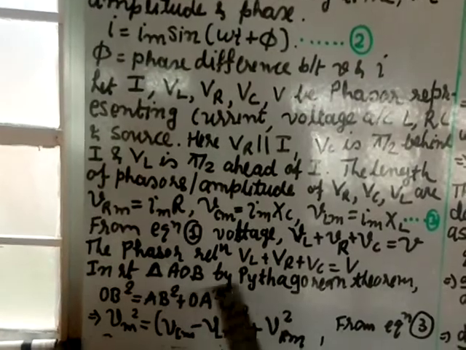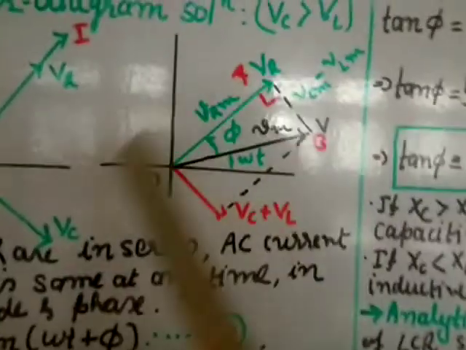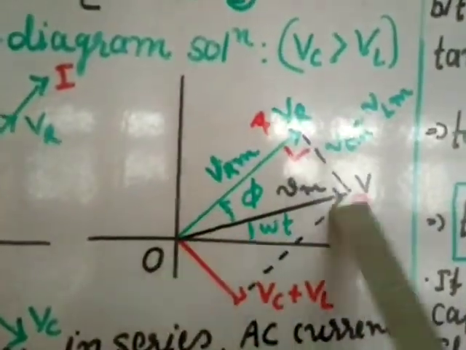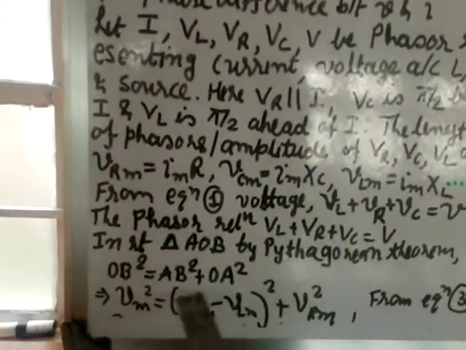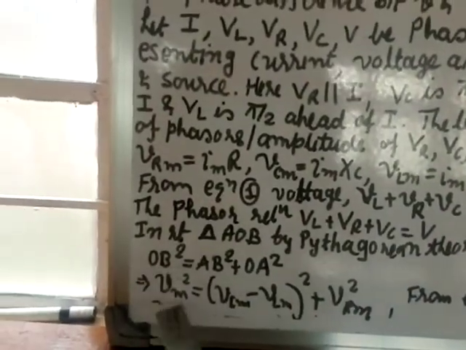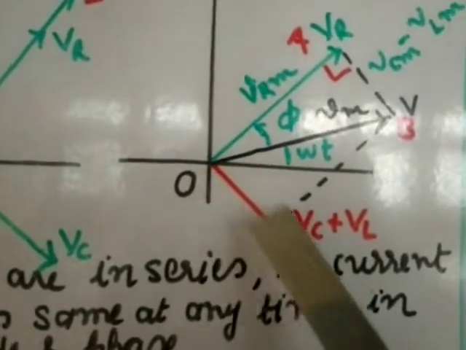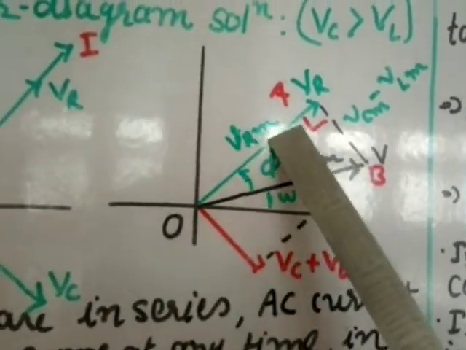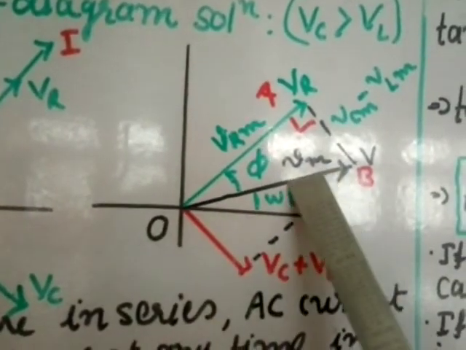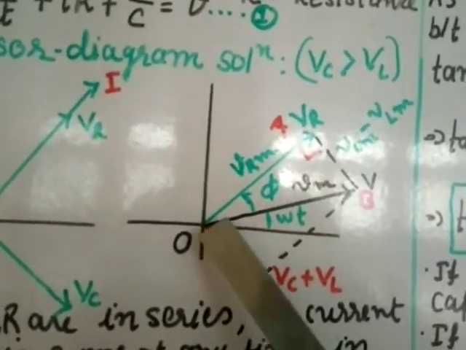Now in right triangle AOB, by Pythagoras theorem. This triangle AOB is a right angle triangle, so I'll apply the Pythagoras theorem. OB square is equal to AB square plus OA square, and OB is taken as VM square. This is OB, that is the resultant of VR and VCL, that is VM. And this value is the same.